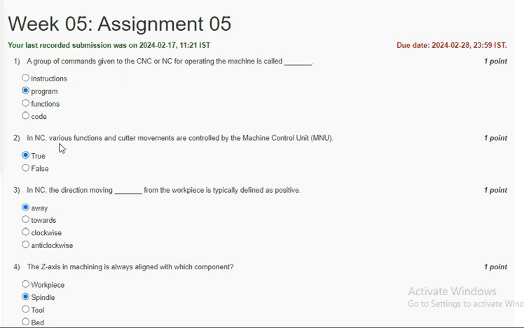Second question. In NC, various functions and cutter movements are controlled by the machine control unit. So this is a true statement, because all the movements are controlled by the machine control unit.